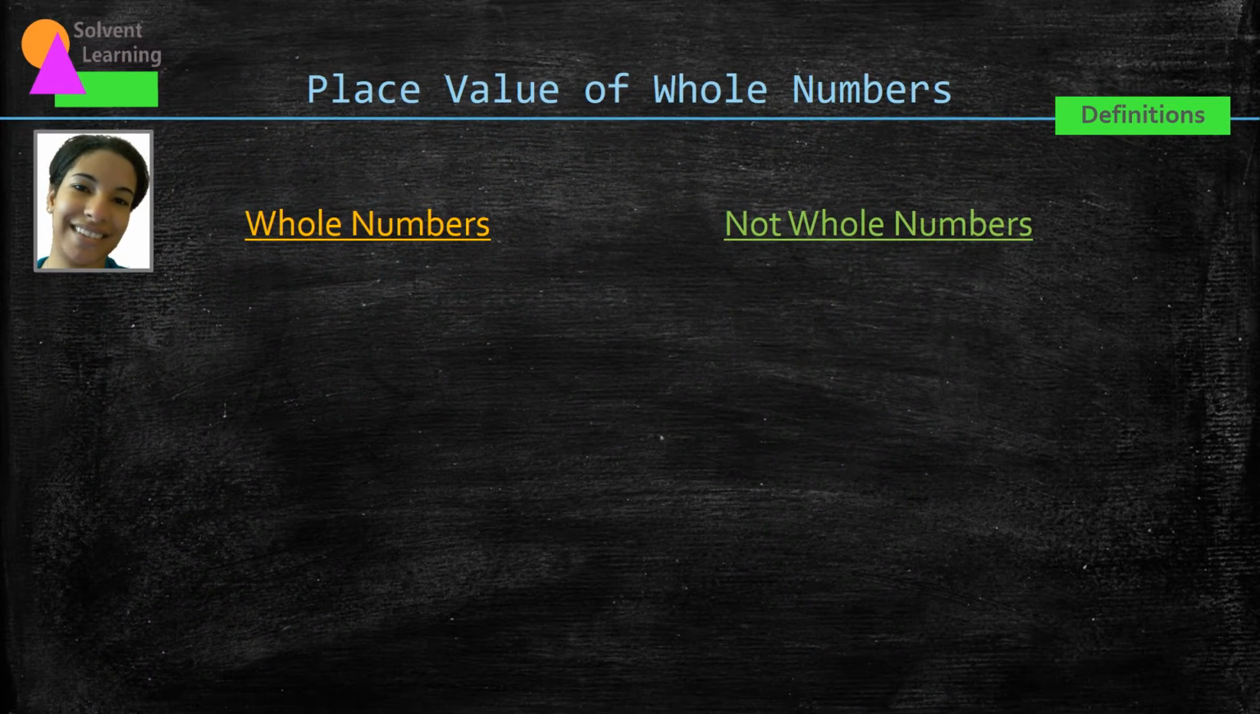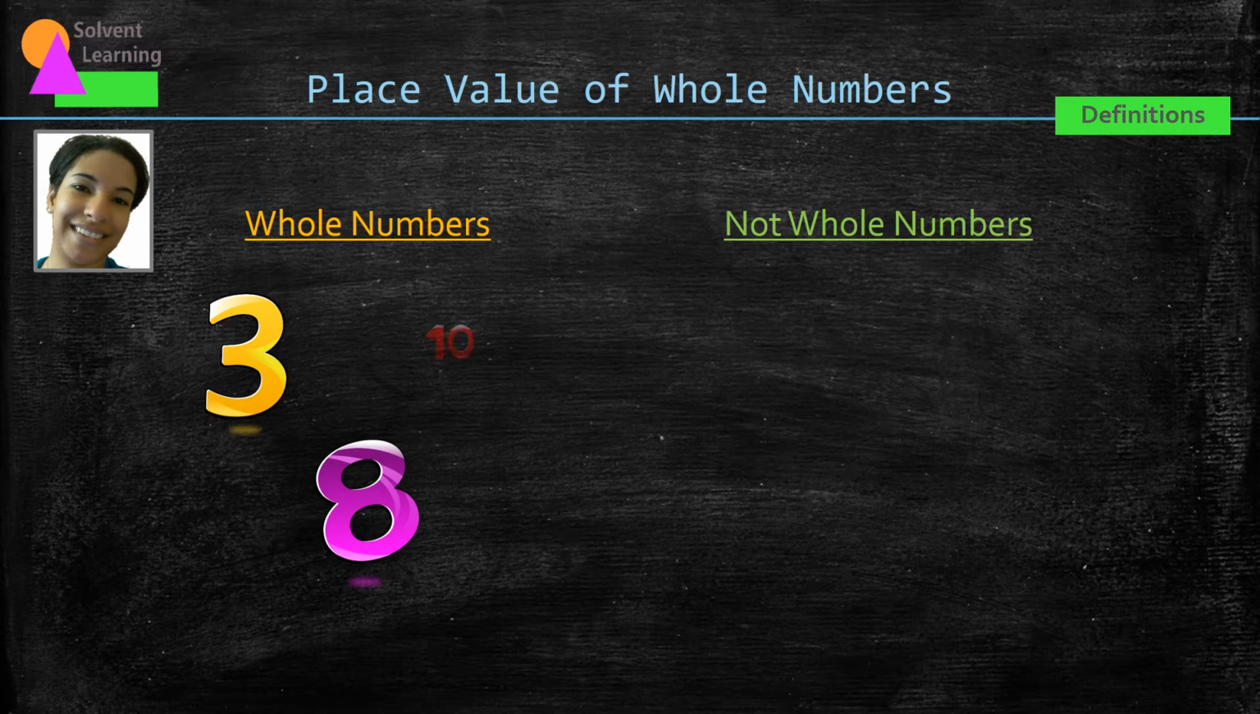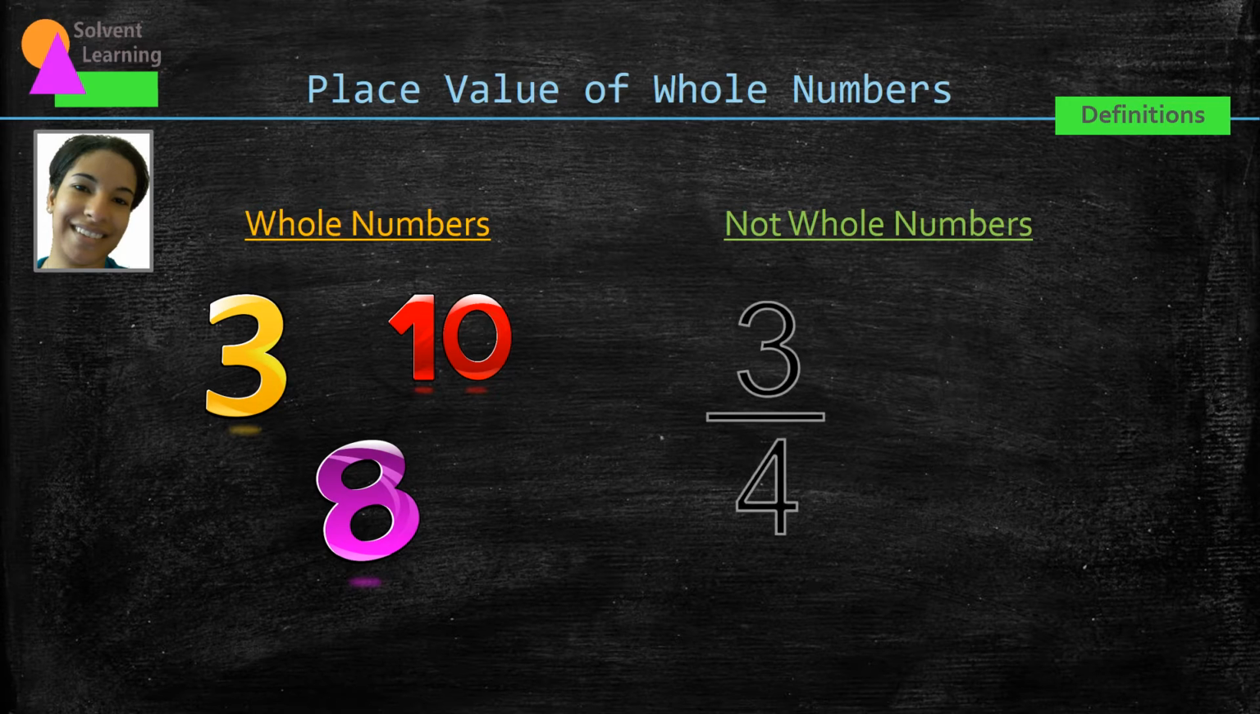Let's look at examples of numbers that are whole numbers and ones that are not whole numbers. The number 3 is a whole number. It represents 3 whole things, like 3 whole pizzas. The numbers 8 and 10 are also whole numbers. Fractions and decimals, on the other hand, are not whole numbers. They represent things that were broken down into pieces.